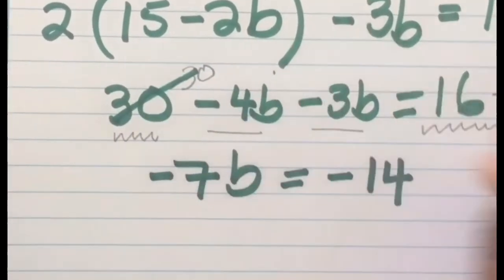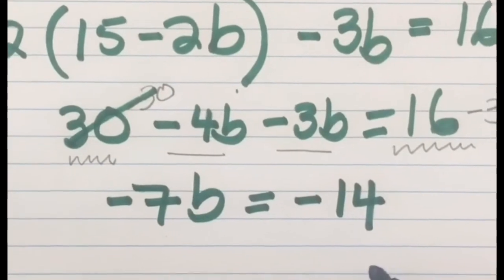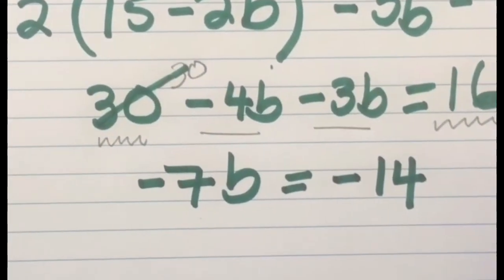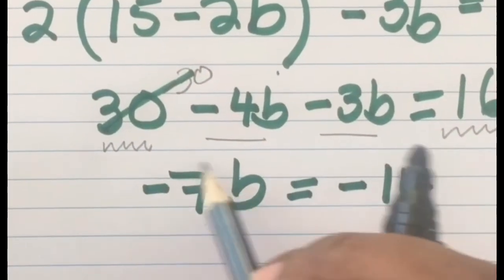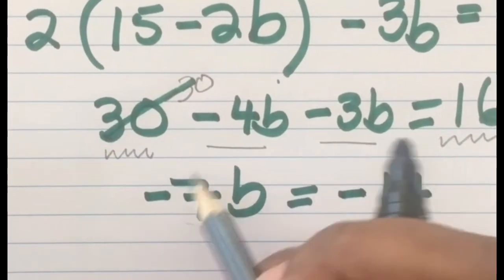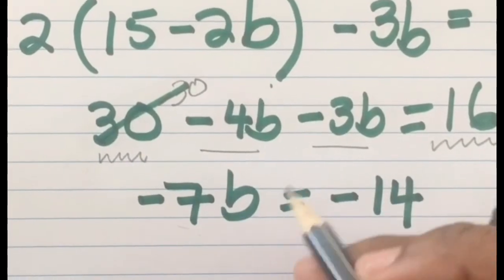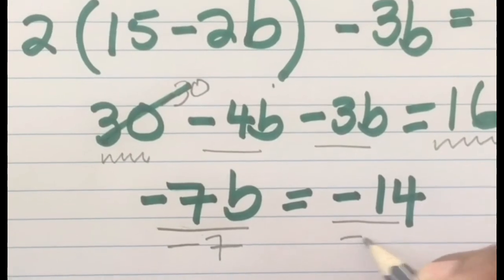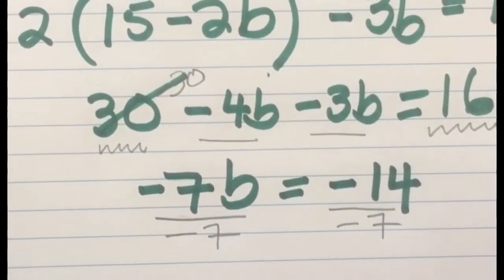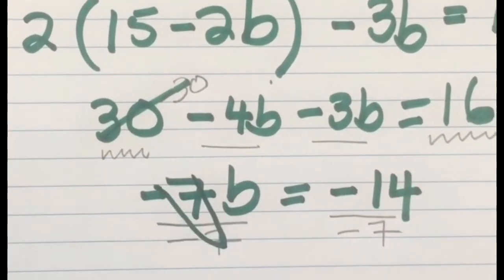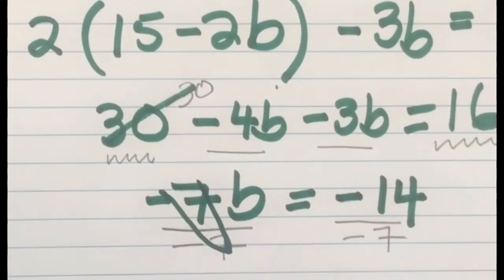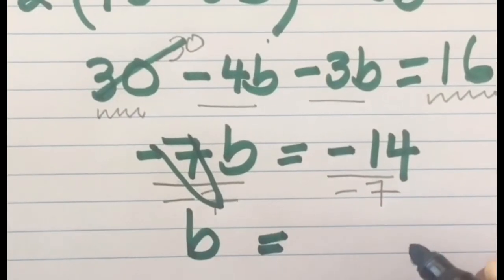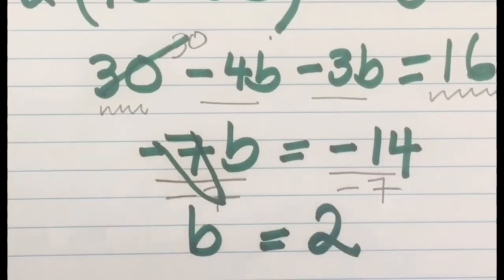Then from this side it's gone. So I have negative 7b equal to negative 14. Now I need to get rid of the 7, because I don't need it. I want b. I was not asked to find negative 7b, I was asked to find b. So I need to get rid of the trash. I take it to the other side, and this goes because negative 7 divided by itself is just 1. So I'm left with b equal to negative 14 divided by negative 7, which gives me a positive 2.